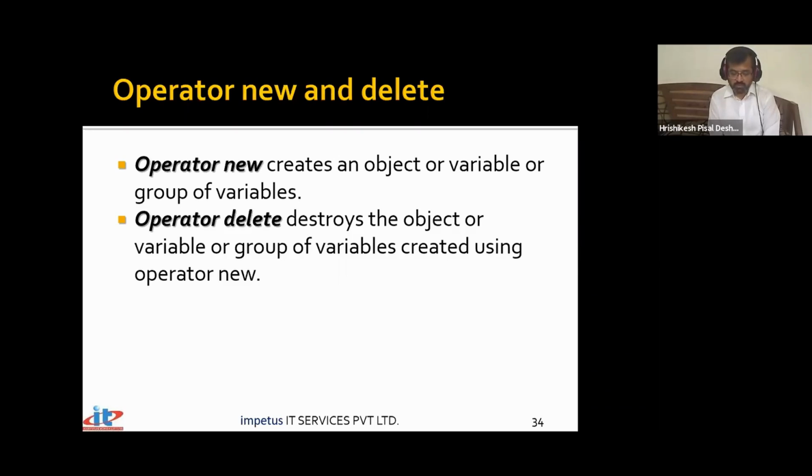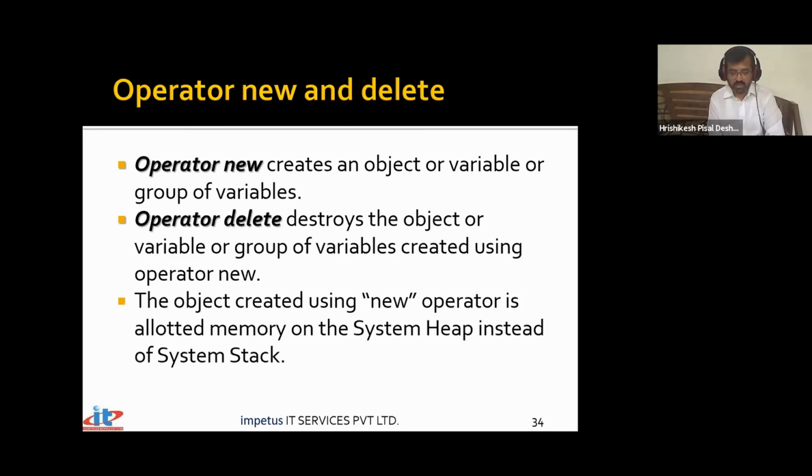Using this operator, whichever object you have allocated memory for using new, only that can be deleted using delete. It cannot happen that you allocate memory using malloc and release it by using delete. That kind of thing will not happen.